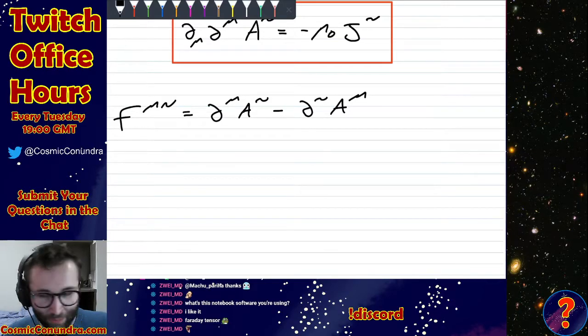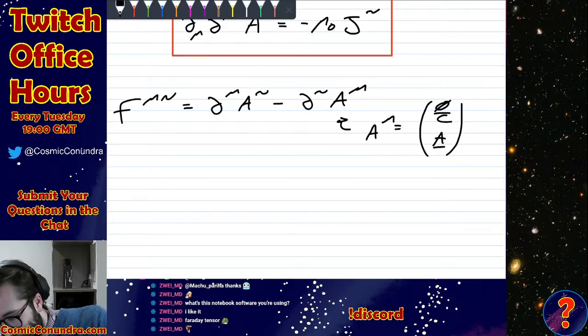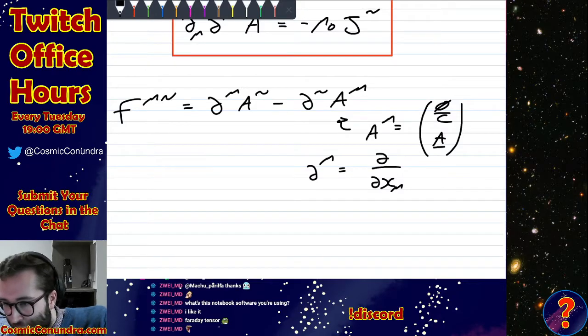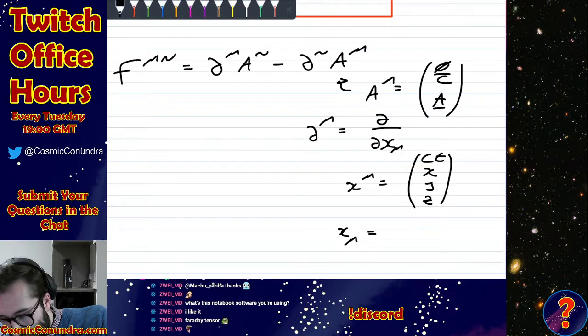Faraday tensor. Yeah. Okay. So if you compute this thing, remembering that a mu is defined in this way, and that derivatives like this, upper derivatives, are derivatives with respect to the lower index in the coordinate, and I define my upper index vector to look like this, and therefore with a contraction with the metric, the lower coordinate vector will look like this.